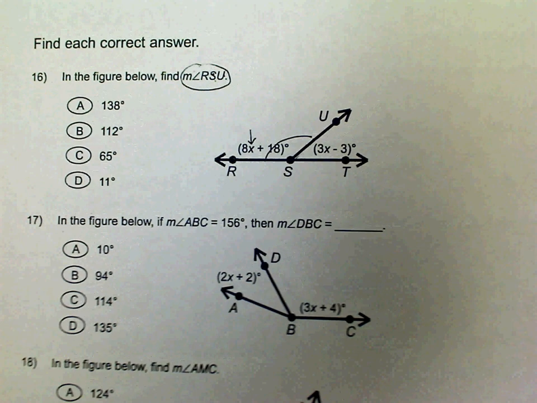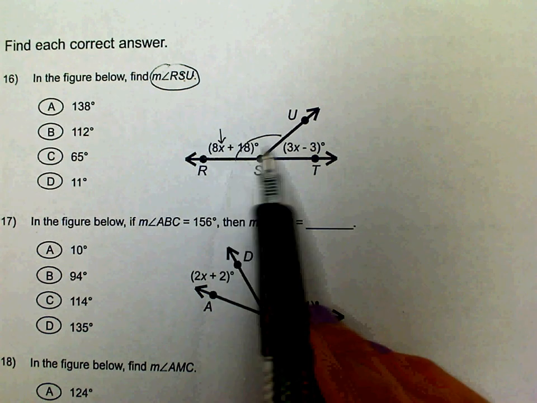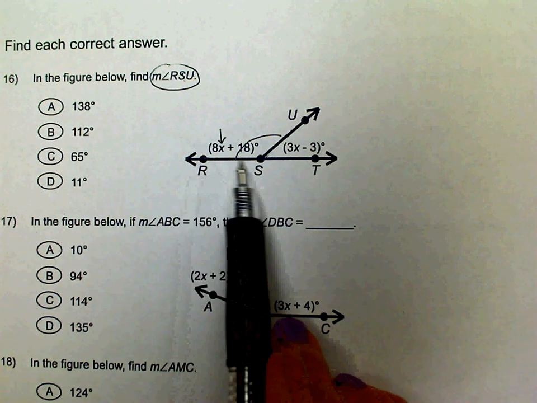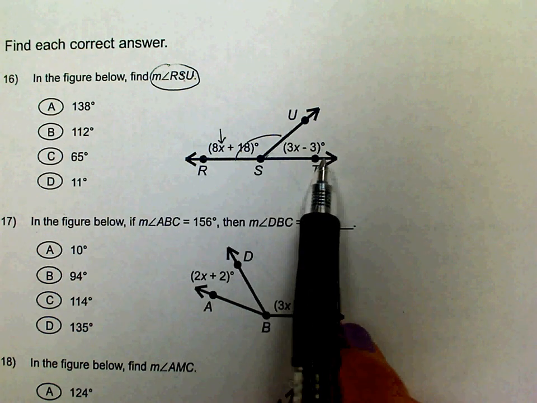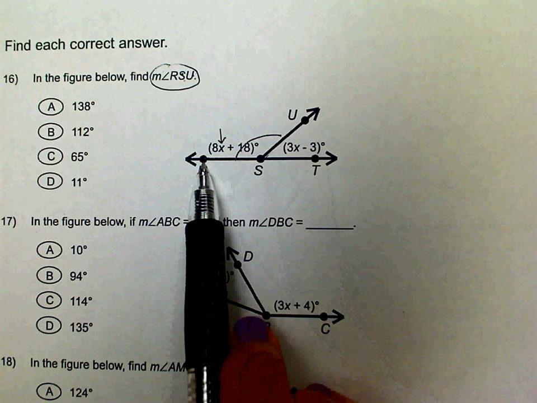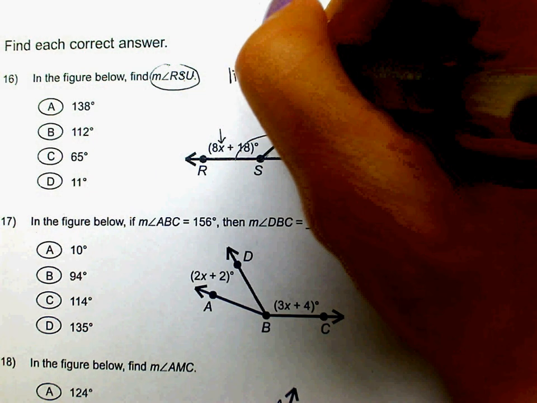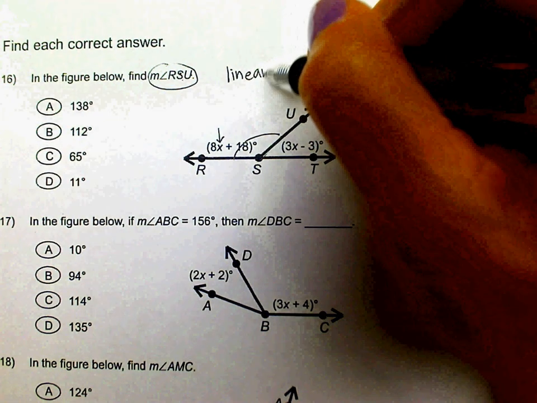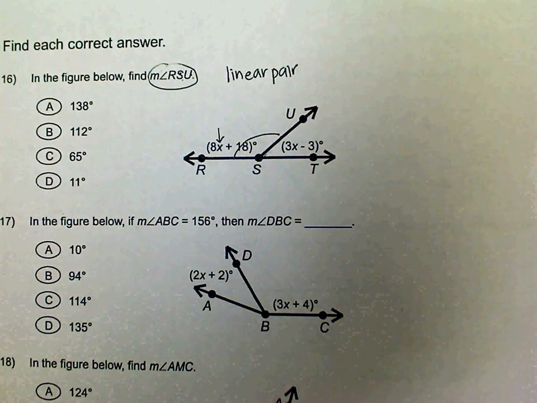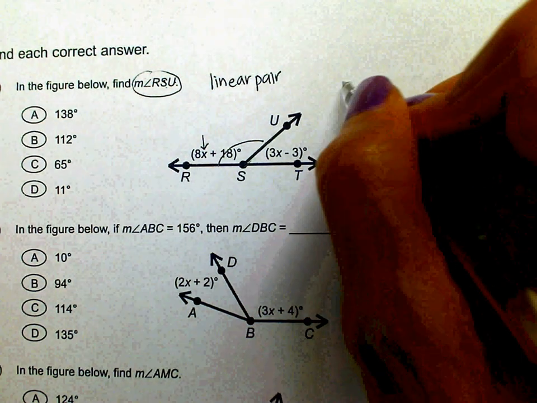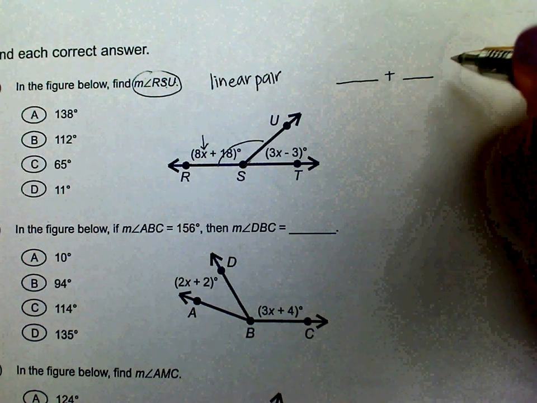Now if you take a look here, guys, you have to know what kind of angle relationship this is, because this angle and this adjacent angle, their opposite sides form a line. The word line, linear pair. So this is a linear pair. Linear pairs are always supplementary, so that means they are always going to add up to be 180.